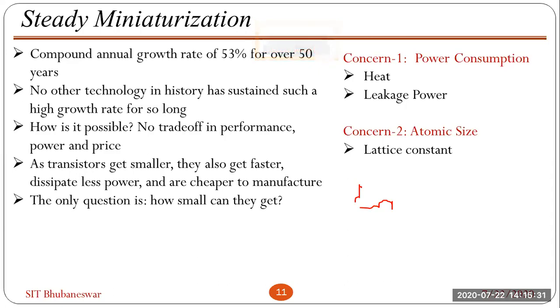As the transistor size goes down, the leakage power will increase. So at one time the leakage power will be very, very high, and at that time we will not get any advantage. So you have to stop there.